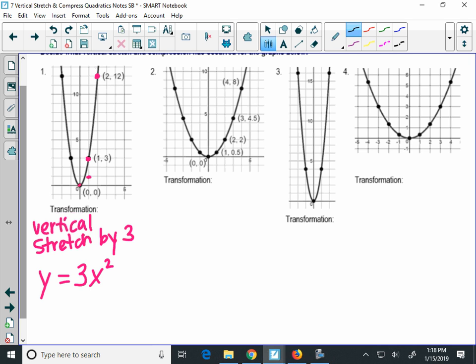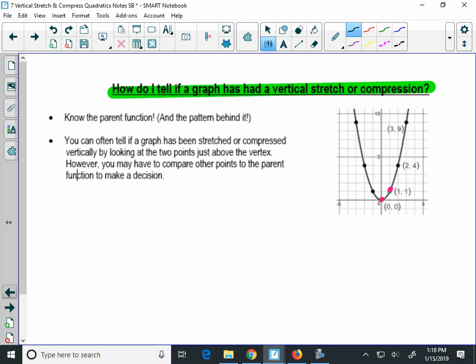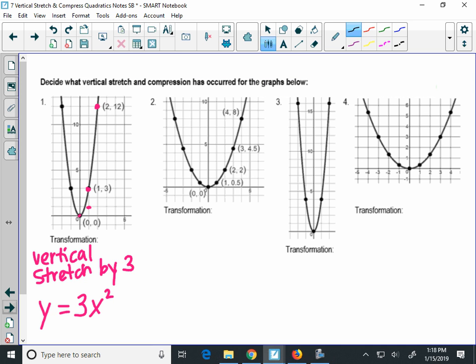Normally we go out, if you need to, the parent function's on your paper. Out 1, up 1. This time I went out 1 and I went up a half. So you're half as big. So is that a stretch or a compression? Compression. So this is a vertical compression by a half.